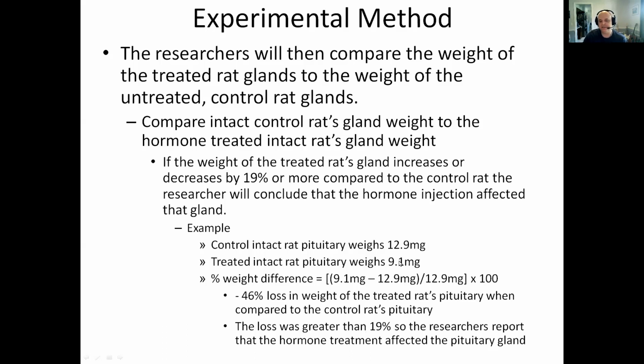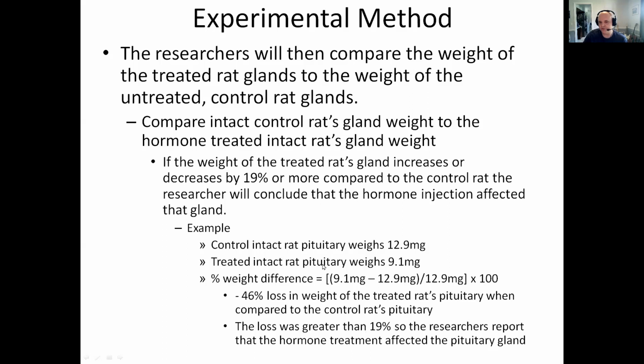So the idea here is if I subtract the control rat's weight for the pituitary from the treated rat, if this is lower, we're going to end up with a negative value. And that's in fact what happens. We subtract 12.9 from 9.1 and we end up with negative 3.8, divided by the control weight, times 100, equals negative 46%. So what this is saying is that the hormone treated rat lost 46% of its pituitary because of the hormone treatment it received.